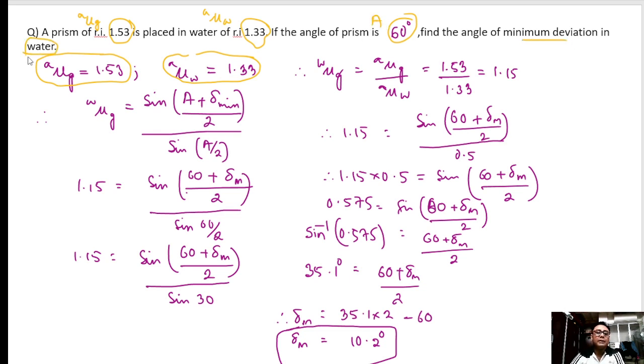deviation in water. That means the prism has been put in the water. So this is the prism which has been put in the water. As you can see here, the prism has been put in the water and the ray of light is coming from water to the prism like this. So they are asking you to find the angle of minimum deviation. That means what is this angle?